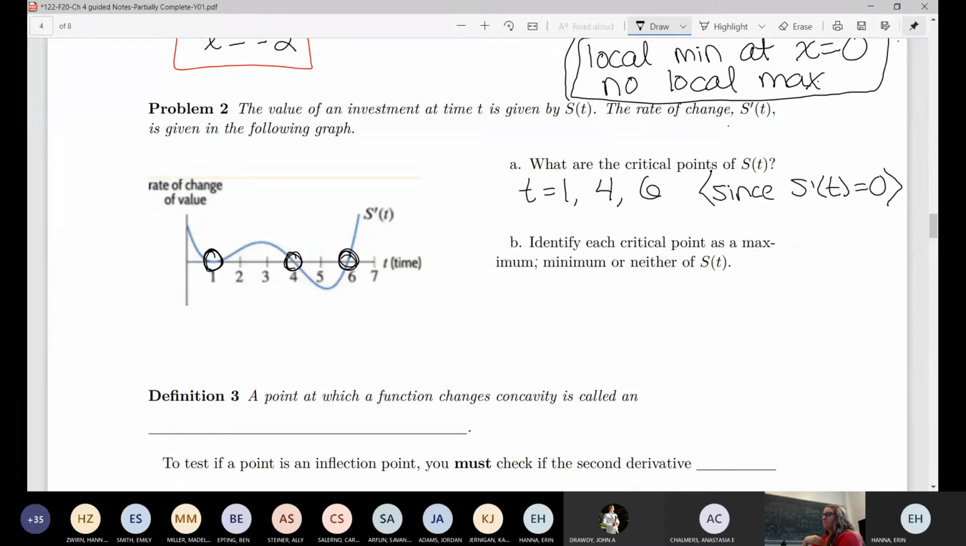Oh, camera froze. No camera. Come back, no camera. Anyway, so let's start at t equals 1. And, well, hold on one second.